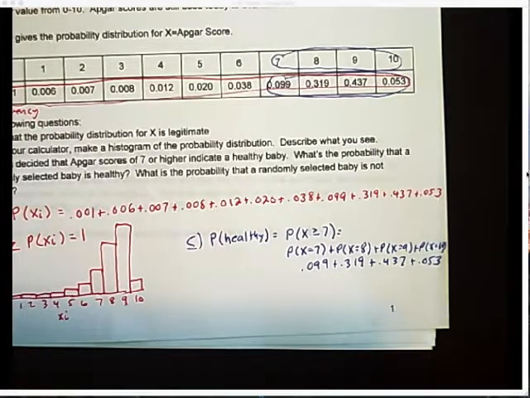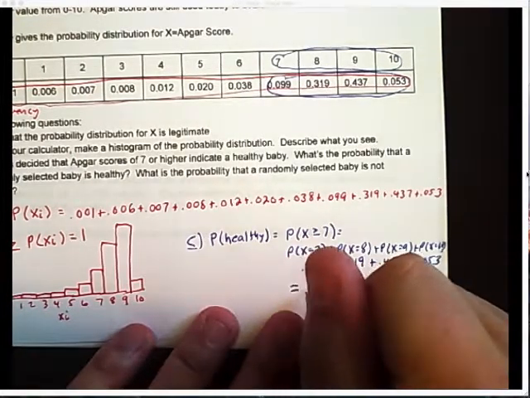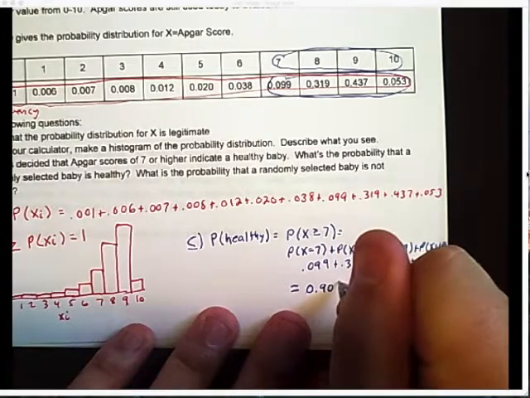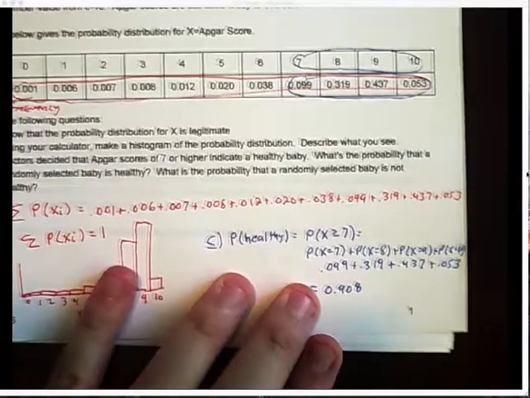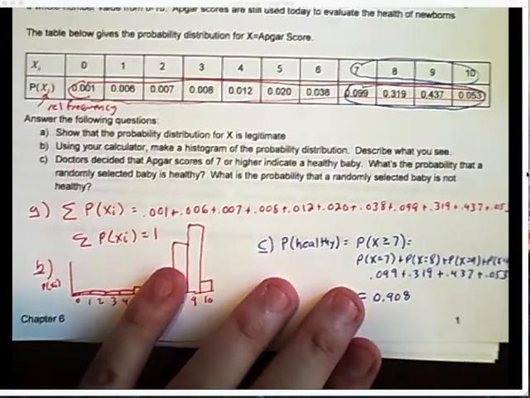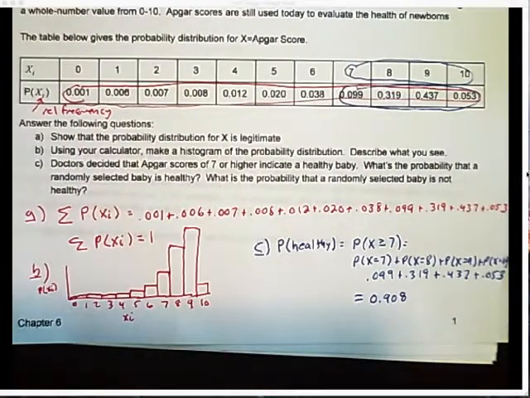So when I do that, I get 0.908. So what does that mean? There's a 90.8% chance that the baby would be called healthy. Now, there's two ways to do the second part of the question.